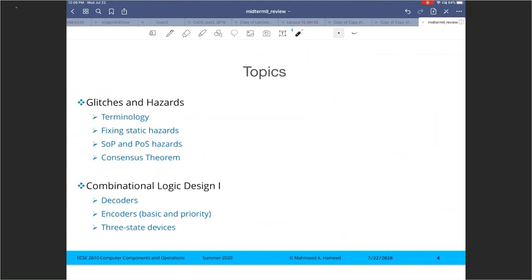Keep moving. What are the topics that are going to be tested on? The first topic is the topic of glitches and hazards. There's a lot of terminology that we had when we went over this topic. Static 1 hazard, static 0 hazard, accidental 0, accidental 1, SOP hazard, POS hazard, function hazard, dynamic hazard, static hazard, redundant prime implicant. So there was a lot of terminology that we needed in order to fix, right?